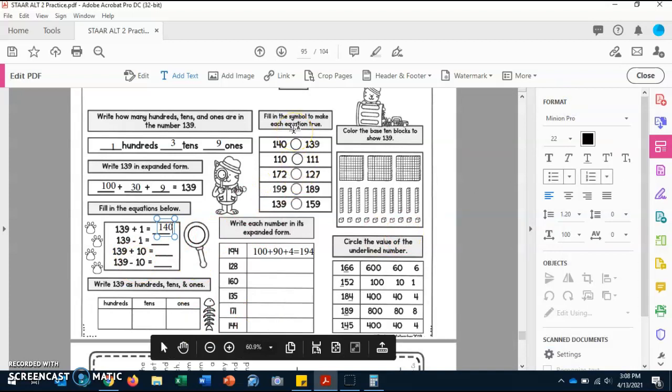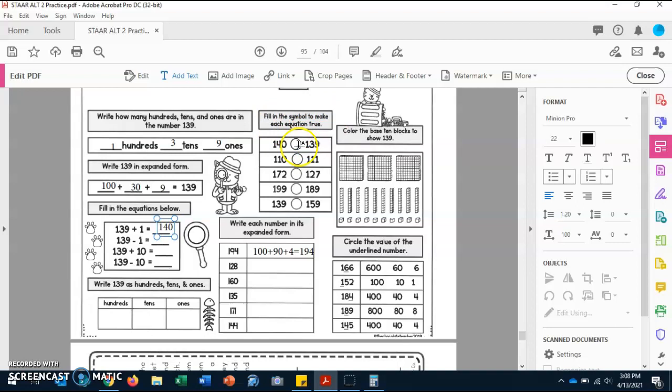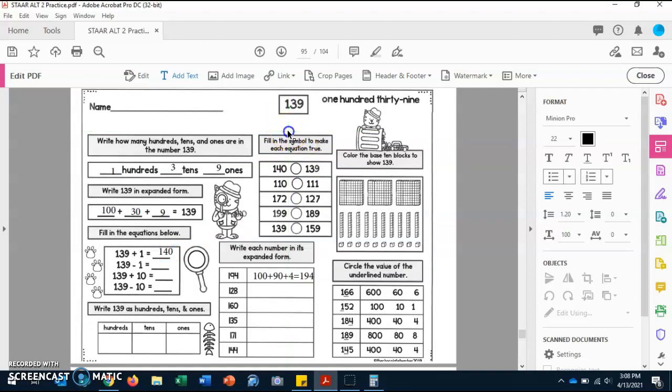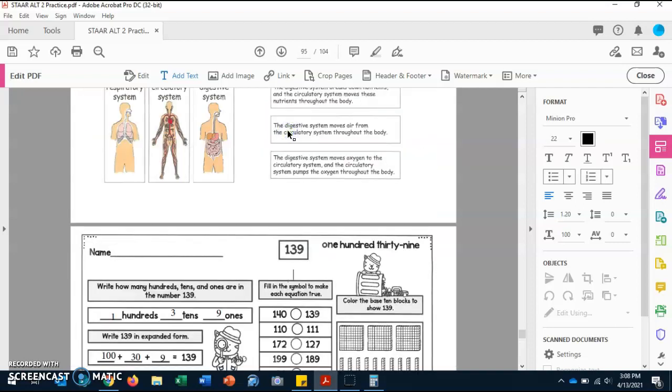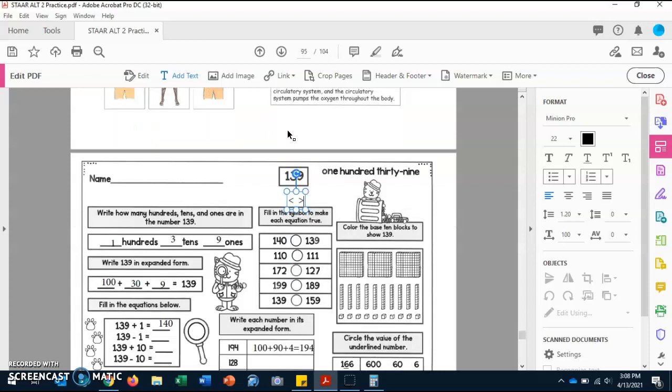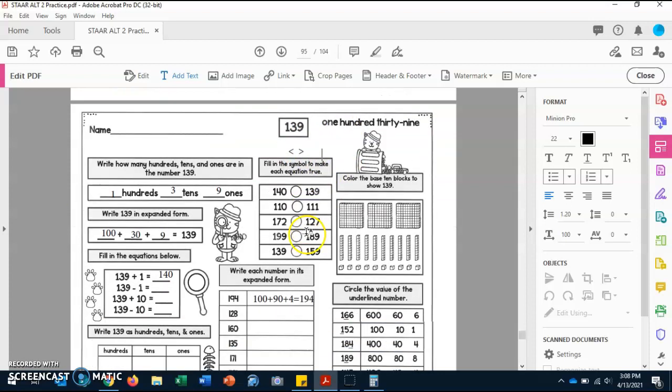Now over here it says fill in the symbol to make the equation true. You're going to use the greater than or less than sign. So whatever symbol you think belongs here, that is what you would put here. Always note that the alligator eats the big number.